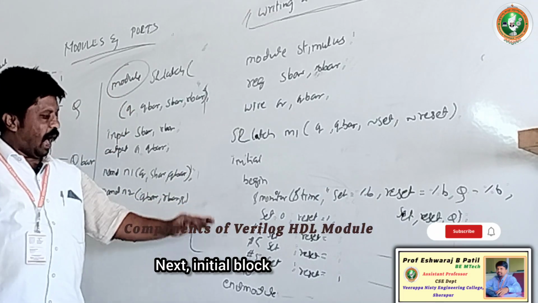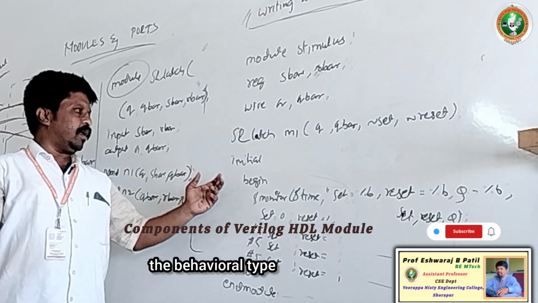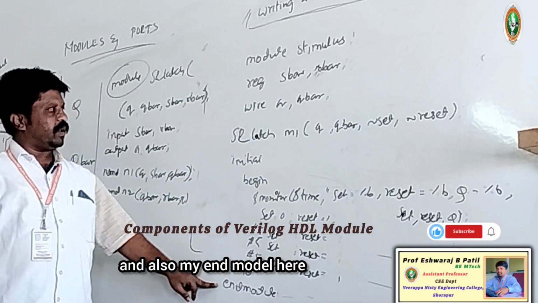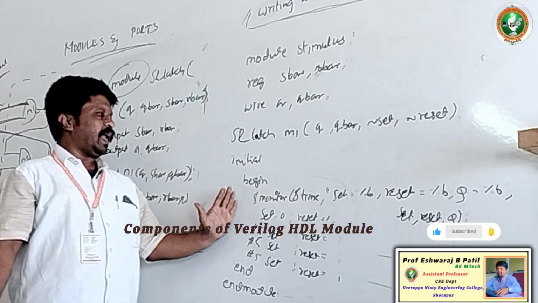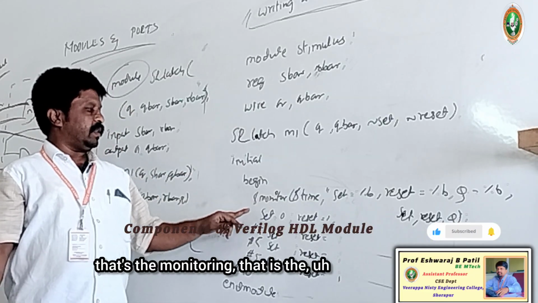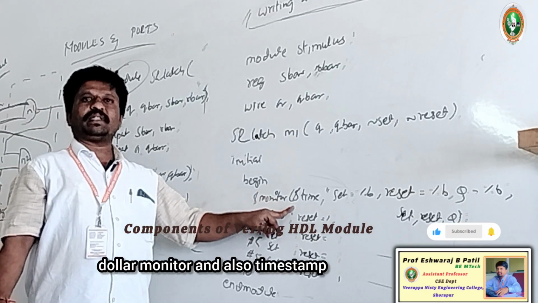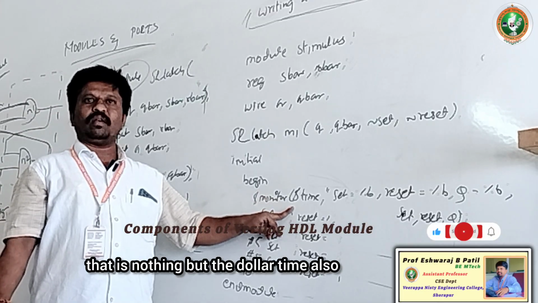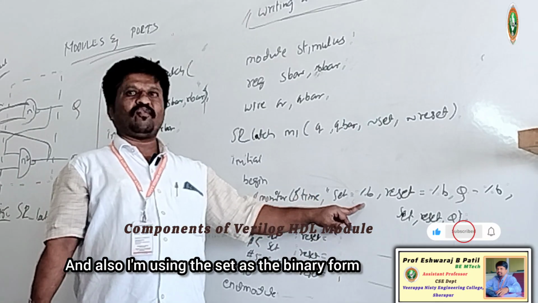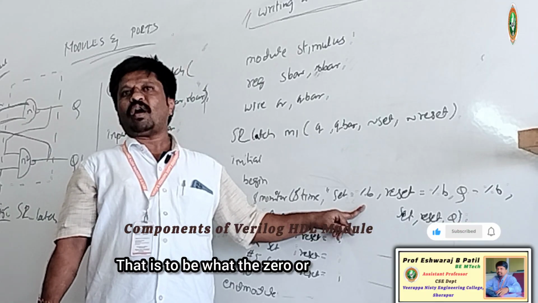Next, the initial block. This is the behavioral type, and also begin and end. This is begin and this is the model, and also my end model here. For the display purpose, that's the monitoring, that's the system task, I am using dollar monitor, and also the timestamp, that is dollar time. And I am using the set in binary form, that is B, which is nothing but the binary form.